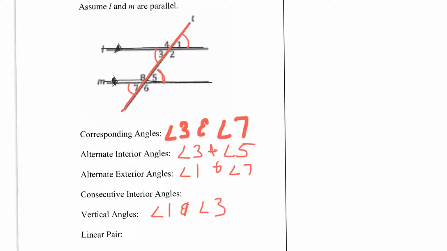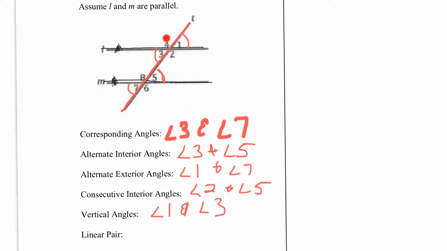Consecutive interior angles would be like angles 2 and 5. They're on the interior. All the angles in here are interior. These angles are exterior. And they're on the same side of the transversal, so they are consecutive interior. Some people call them same side interior, which also works. And then last we have a linear pair, which has nothing to do with parallel lines, but it happens in this picture.